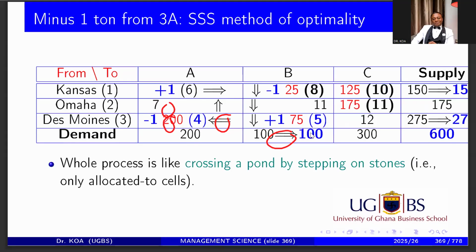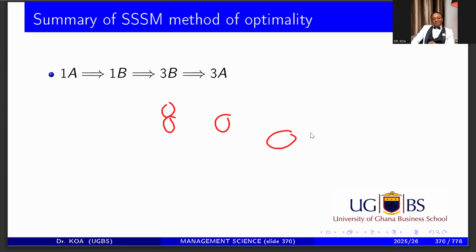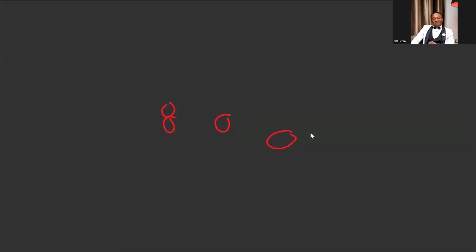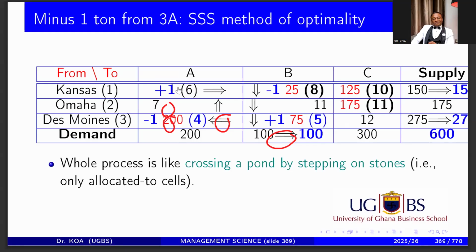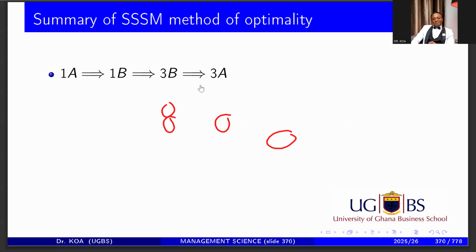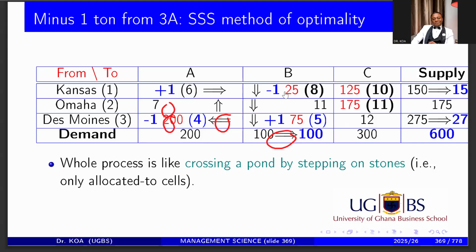So the whole process, you see, is like crossing a pond. Suppose you have some lagoon and there are some stones in the lagoon. You have to jump and jump and jump. It's like you are stepping on stones. That's why it's called the stepping stone method. Only on the allocated cells, you are stepping on stones. And so you move an angle from 1A, in our case. We started from here. This cell 1A. Then you go to cell 1B, as you can see.